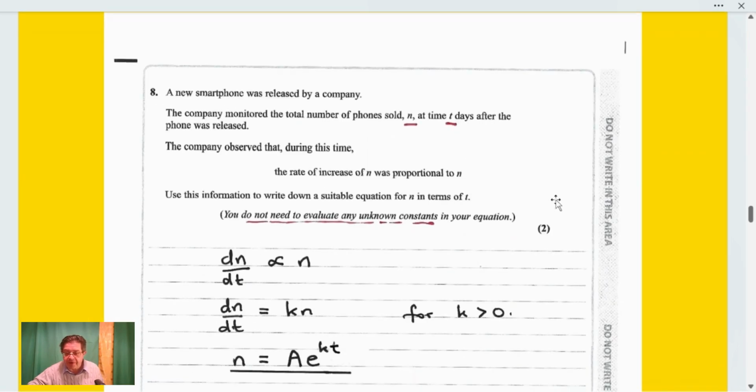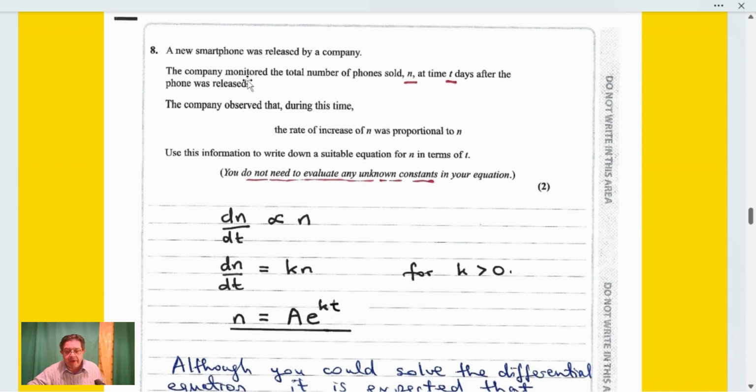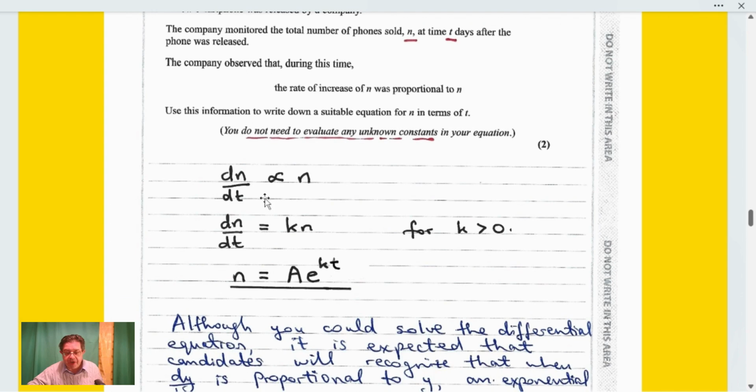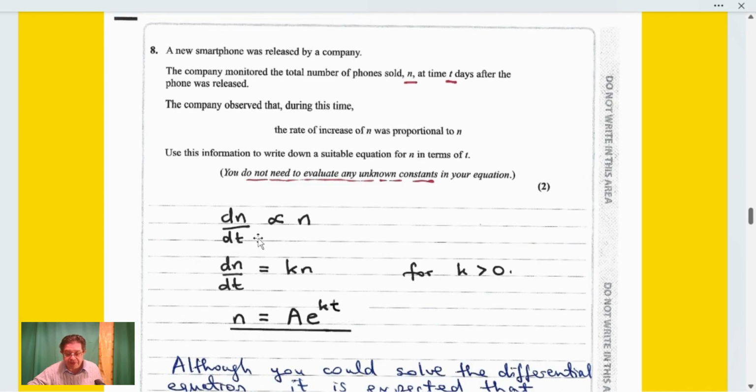Okay, on to question 8, which is worth only 2 marks. A new smartphone was released by the company, which monitored the total number of phones sold, N, at time t days. The company observed that the rate of increase of N was proportional to N. Use this equation to write down a suitable equation for N in terms of t. So we're told the rate of change of N with respect to t is proportional to N. In other words, dN/dt equals kN, for a positive constant k, it's an increase.